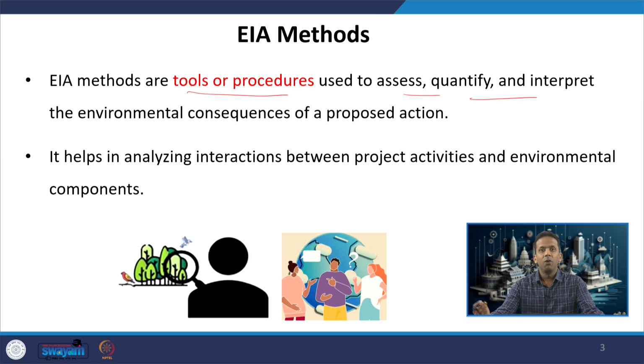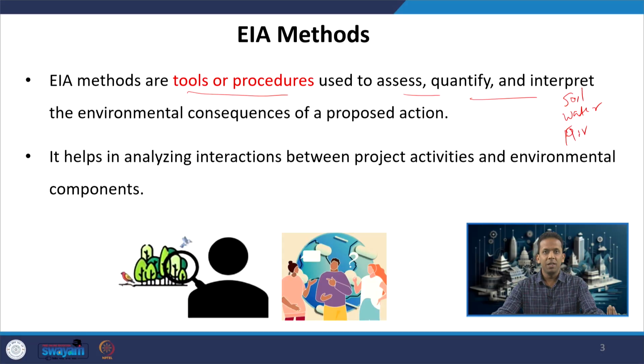It can be for an entire project. The entire project can be considered as one single activity, or one project can have multiple activities in it, and each of those activities can have some consequences on different components of environment. We have already seen there are different components of environment. What are those? Soil, water, air, and then there are biological components, the biotic components. These are abiotic components, including climate, weather, precipitation, temperature. So, all these different components of environment can get impacted.